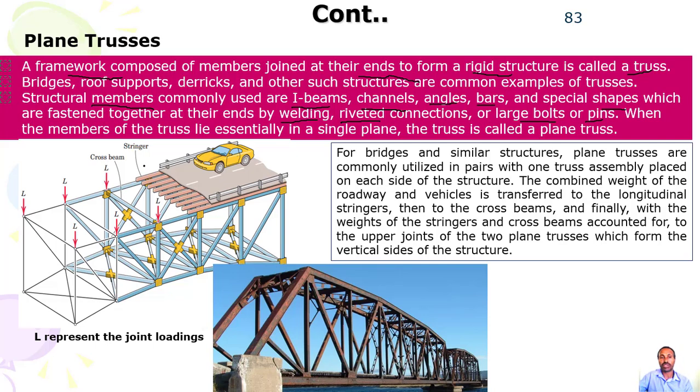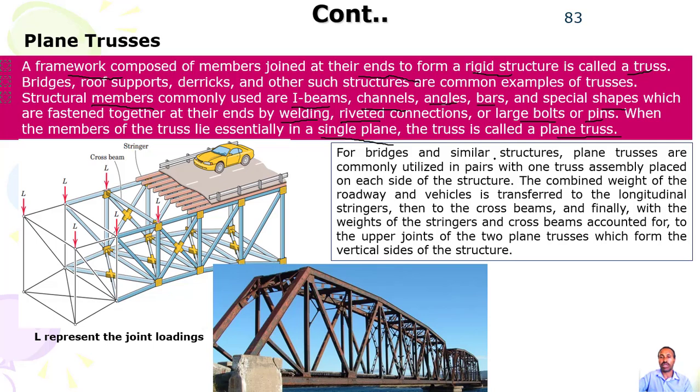When the members of the truss lie essentially in a single plane, the truss is called a plane truss. So we have a single plane; it could be the XY plane. You can see here you have a cross beam. You may have different loads acting on this truss structure. L represents the joint of loading. You may have some load above that.